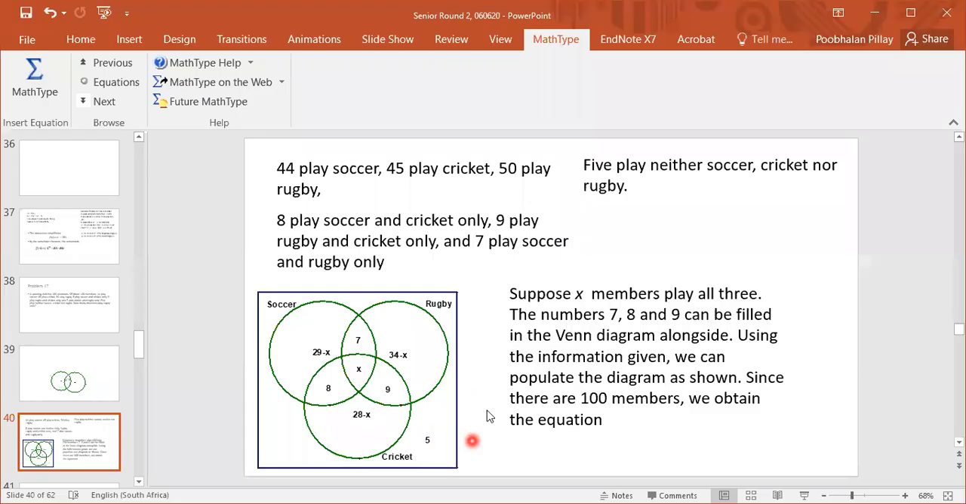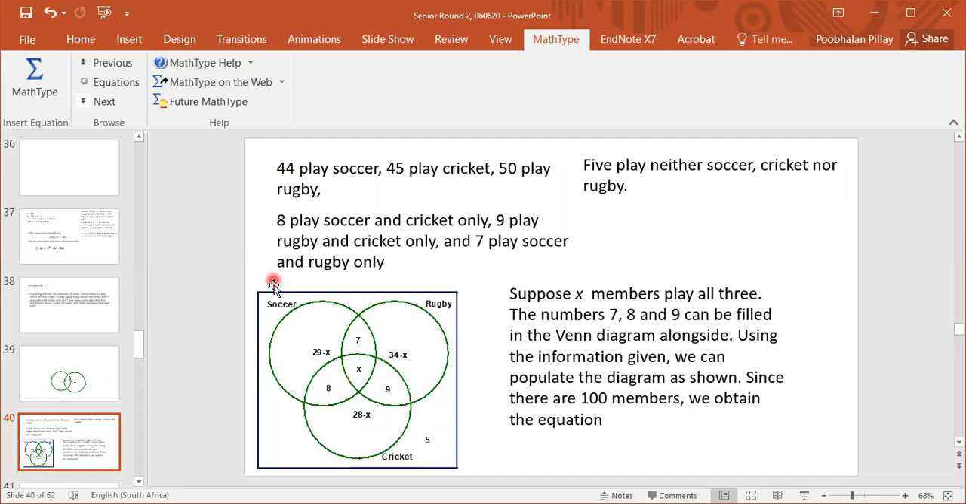So now, how do you solve the problem? The question is, how many play all 3? So this is the thing. These are the people who play all 3, and we give a name to that. We want to solve for X, so we give a name to X. X members play all 3. Now, the moment you do that, then you got an X, you got a 7, you got an 8 here in these 3 pieces, and you know all together you're going to get how many?